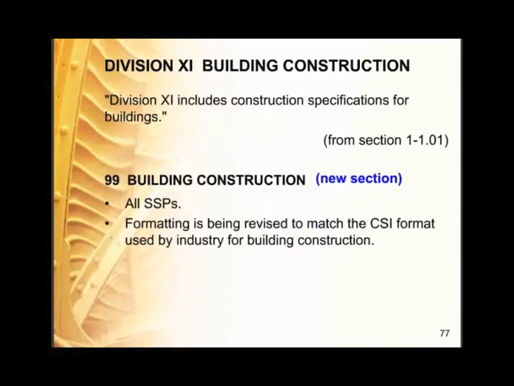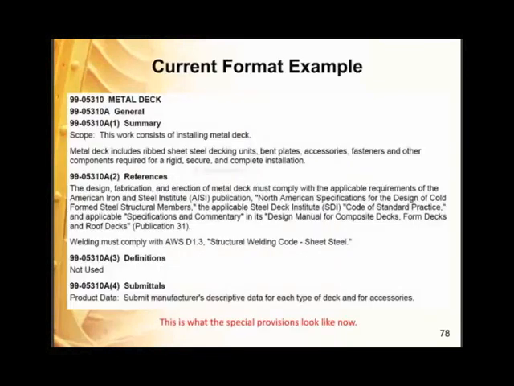And lastly, we have Division 11, building construction. Division 11 includes construction specifications for buildings. Building construction is all SSPs. The formatting is currently being revised to match the CSI format used by industry for building construction. So when you have a building project, everything's going to be special provisions, and we're trying to make it look as much as possible, even the style, like it is in the private industry, and we're changing to the CSI format. So I'm going to show you the current format that we use.